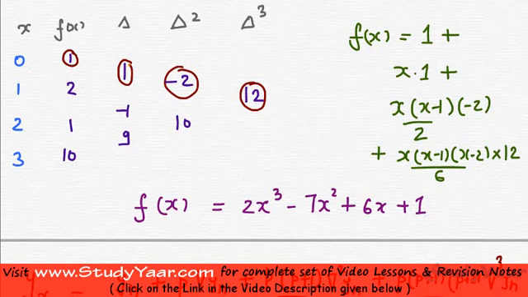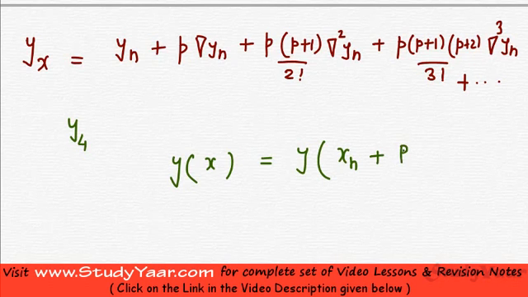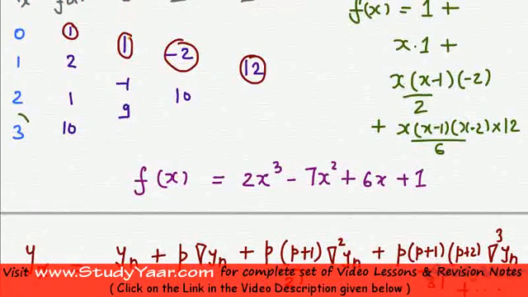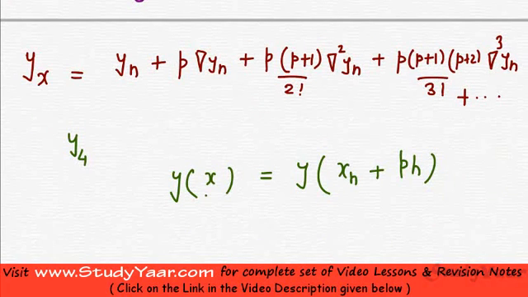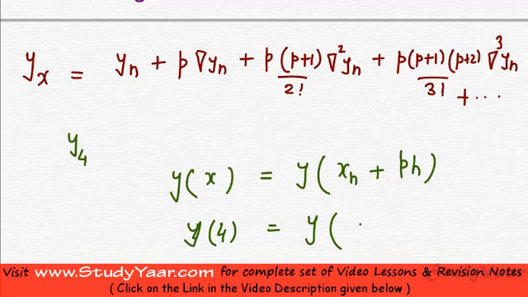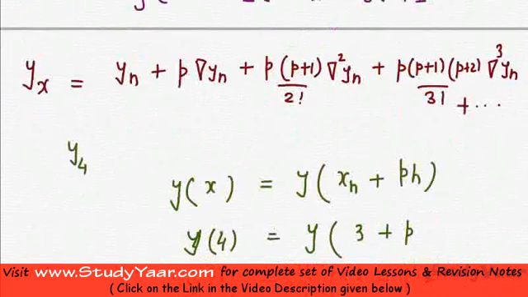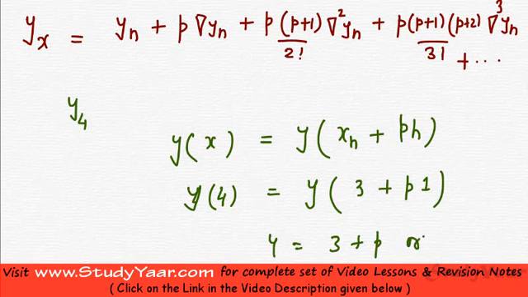What is your p now? Look, your y at x is equal to your y at xn plus p into h. What is xn? Xn is the third value or the fourth value, which is this. And you need to find out x4, y at x4. So what you want is y4, which is y at 3 plus p into h. h in our case is 1. That's the differencing interval, which is 1. So h is equal to 1. So essentially what you have is 4 is equal to 3 plus p, or your p is equal to 1.